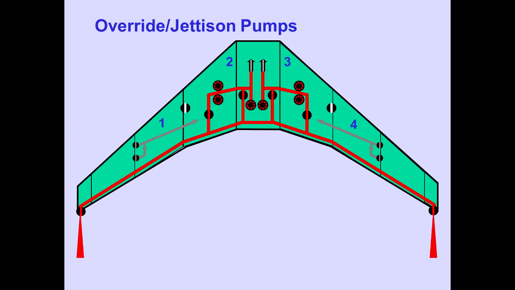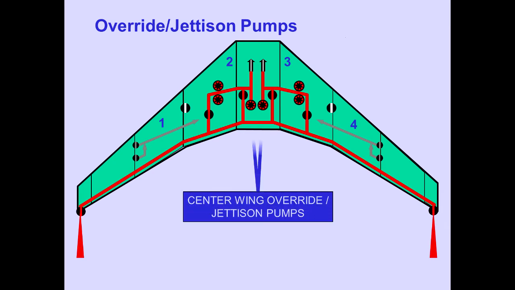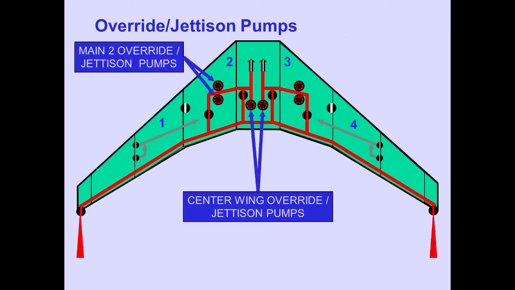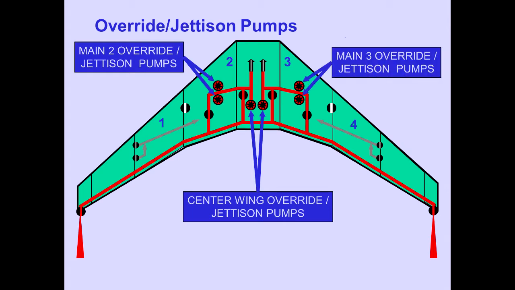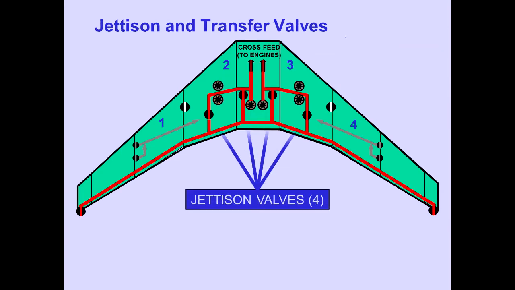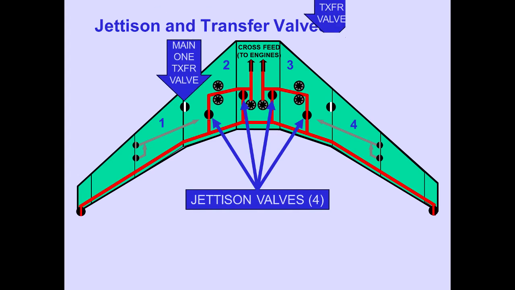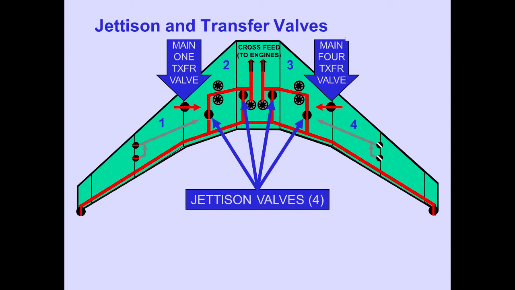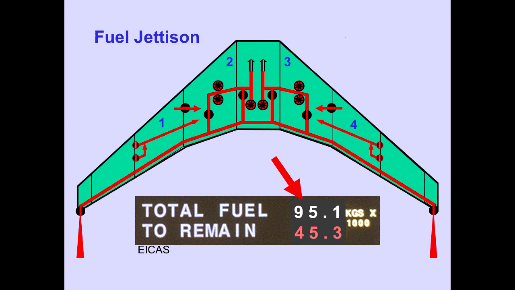The jettison control system maintains fuel balance and terminates jettison by controlling the center wing override jettison pumps, the main 2 override jettison pumps, and the main 3 override jettison pumps. The jettison control system appropriately positions the jettison valves and the main 1 and 4 transfer valves throughout the fuel jettison process. The fuel system management computer will transfer reserve tank fuel normally if required. Fuel continues to jettison until the fuel to remain quantity is reached.